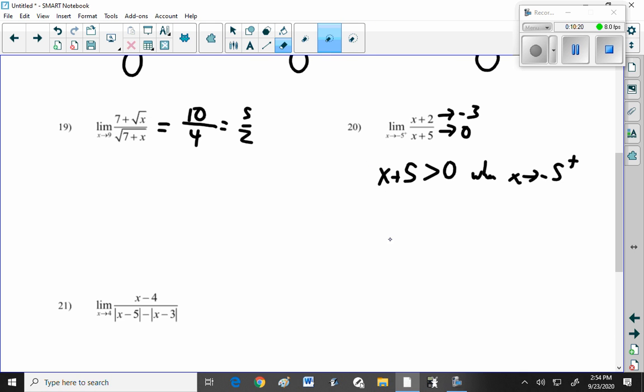The numerator is negative. The denominator is positive. Negative divided by positive is negative. This shoots off to negative infinity.